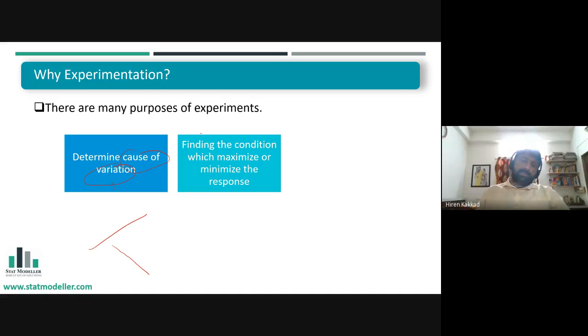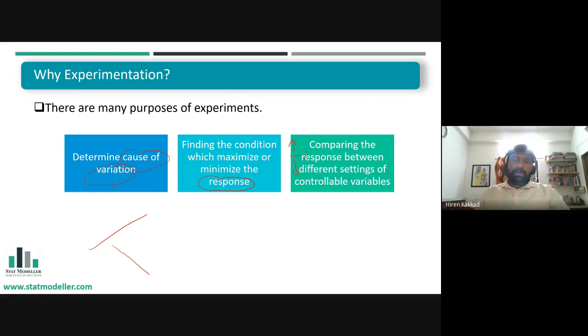Now, another purpose of conducting an experiment is finding the condition which maximizes or minimizes the response. As I explained, in many cases we want to maximize the response. In some cases we want to minimize the response. In some cases we would like to optimize the response, right? Optimize means at some level, right?